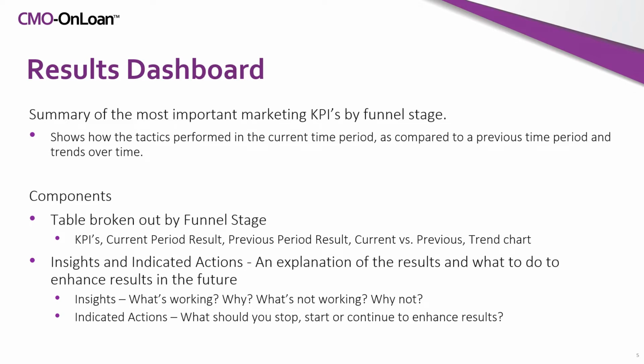It's the summary of the most important marketing KPIs by funnel stage. It shows how the tactics performed in the current time period, it compares to a previous time period, and then it shows trends over time. As I mentioned before, it has two components. It's the table. It's broken out by funnel stage. We do that a lot. Everything is about funnel stage as you get into the bottom part of the communication strategy, and then for sure the marketing plan. It has the KPIs. It has the current period result, the previous period result. It shows the current versus previous, and then we'll have a trend chart for one of those KPIs.